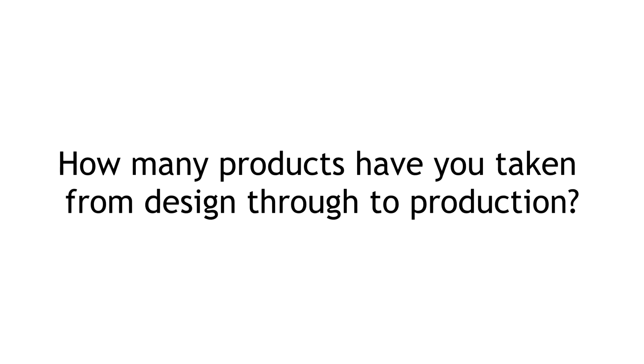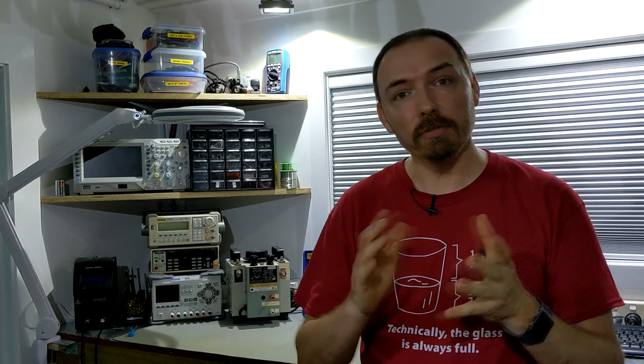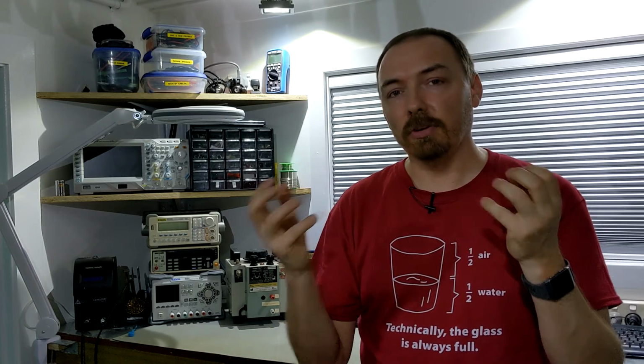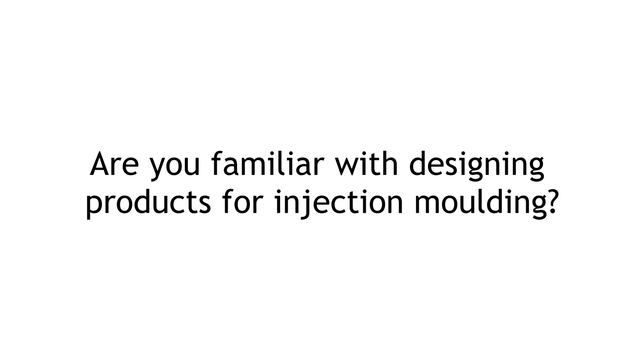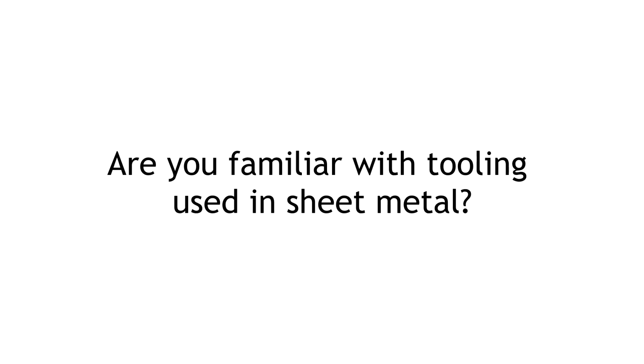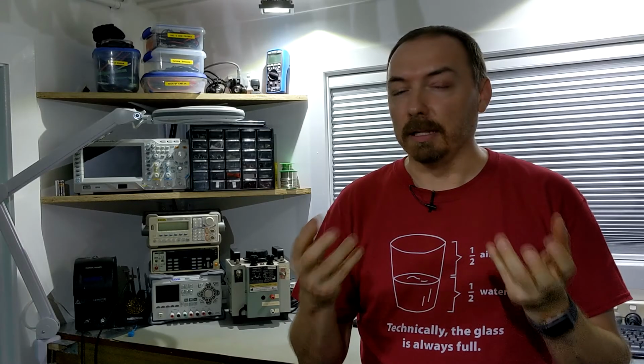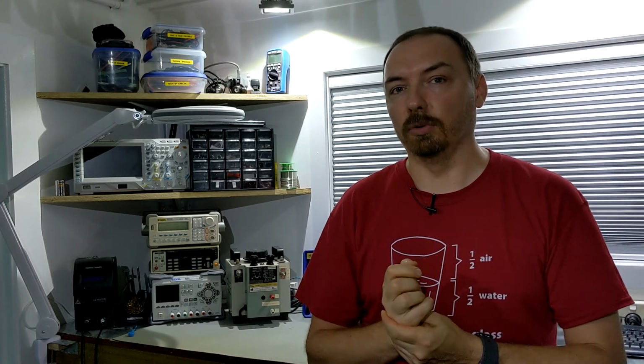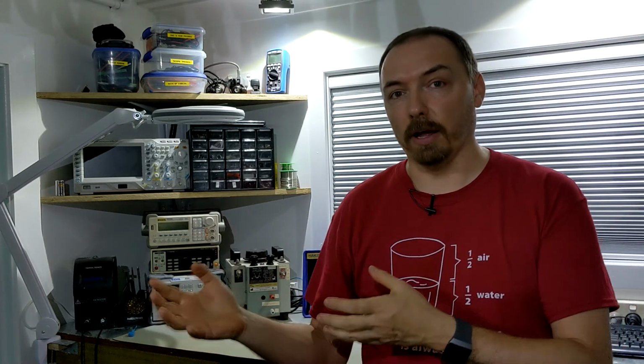How many products have you taken from design through to production? So this is also quite a critical question to ask your potential designer or engineer. The reason for this is that you want to see what experience they've had. Now, this actually leads on to the next questions, which are: are you familiar with designing products for injection molding? Are you familiar with tooling used in sheet metal? So these are all leading questions that you can use to gauge whether they're going to have the experience to give your product the best possible chance of success.